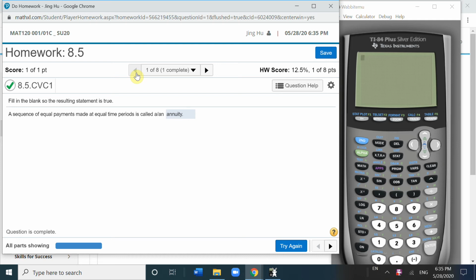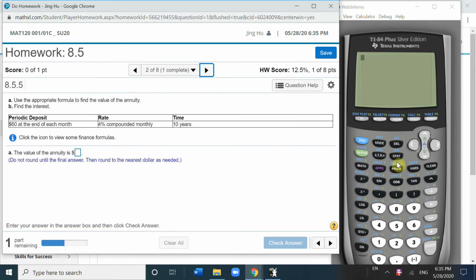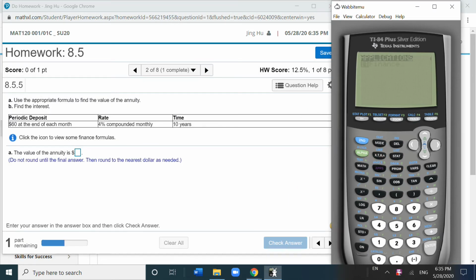Hi everyone, let's do homework 8.5. Let's start from the second question. So go to the calculator, APPS, Finance, and the one again, TVM Solver.